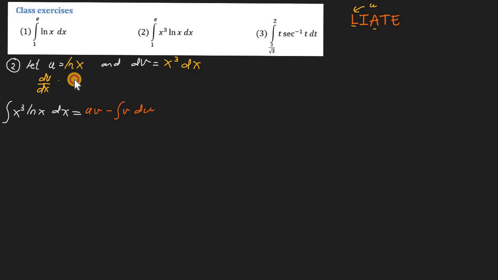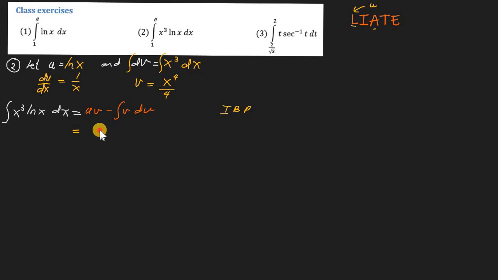So as usual, we are to differentiate. Derivative of the ln x is 1 on x, and of this part, we integrate both sides. We get x power 4 on 4. Don't put the c just yet. Then plug into this IBP, the integration by parts. That's the formula. So check my work.